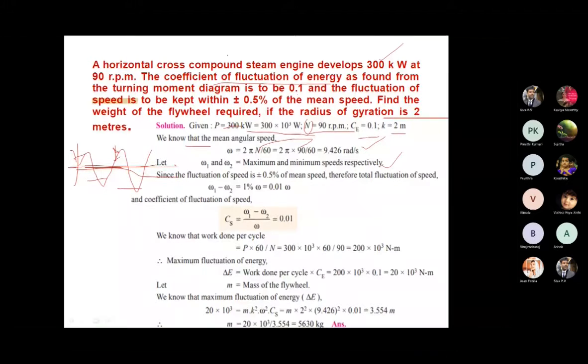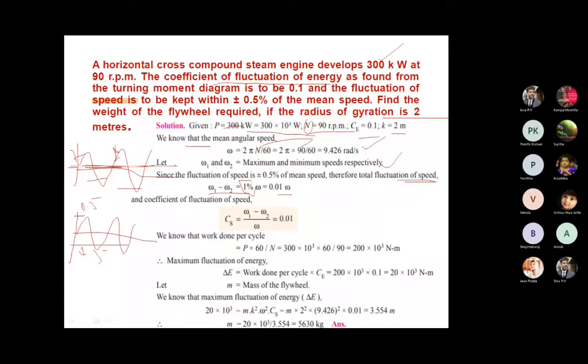Fluctuation within 0.5 percent means 0.5 above and 0.5 below the mean torque line, totally 0.5 plus 0.5, which is 1 percent. So it is above and below the mean torque line, and that is called fluctuation of speed. So the fluctuation of speed, omega 1 minus omega 2, equal to 1 percent of omega, the mean speed. So 1 percent is 0.01 omega.